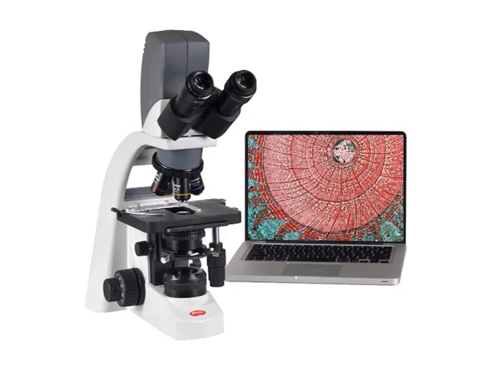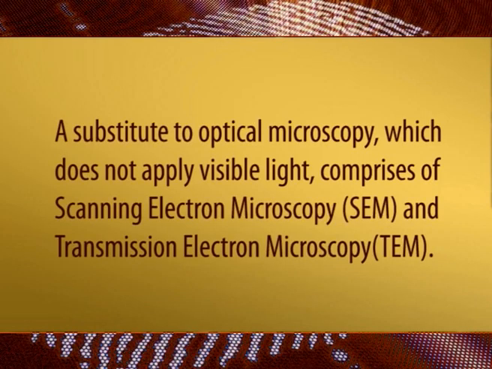The image from an optical microscope can be taken by standard light sensitive cameras to produce a micrograph. Initially, images were taken on photographic film, but contemporary improvements in CMOS and later charge coupled device cameras permit the storing of digital images. Digital microscopes are now accessible, in which a CCD camera is utilized to analyze a sample and the image is then displayed directly on a computer screen devoid of the requirement for eyepieces. A substitute to optical microscopy, which does not apply visible light, comprises scanning electron microscopy and transmission electron microscopy.